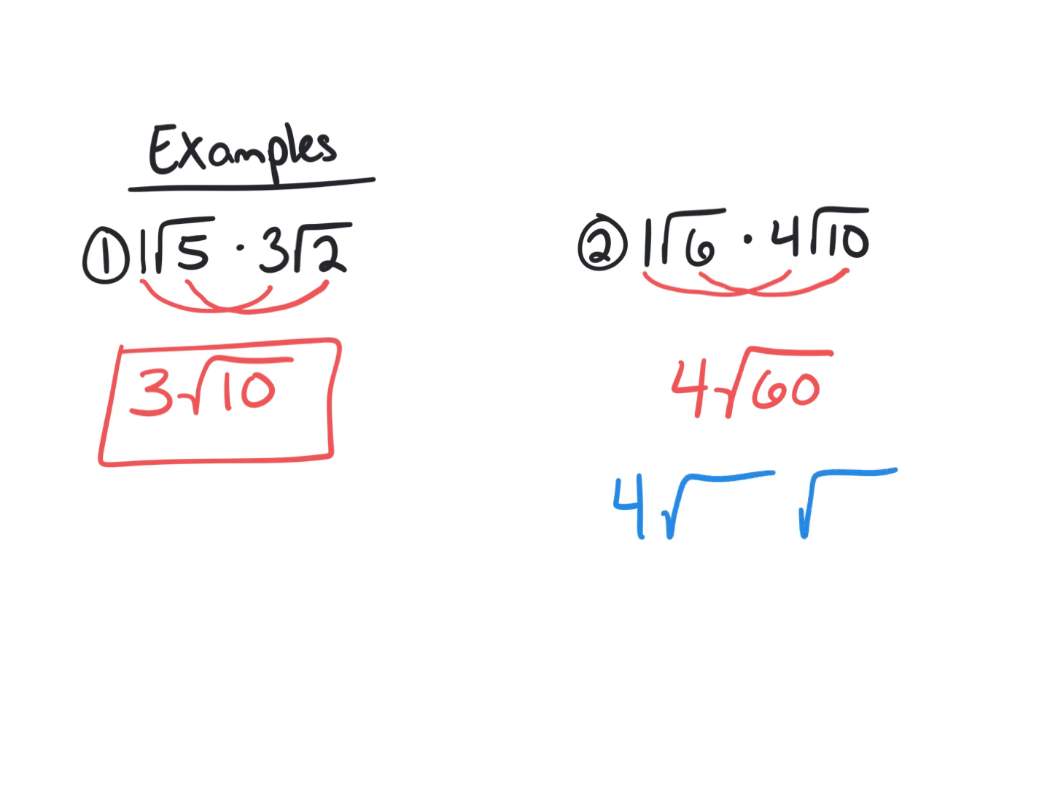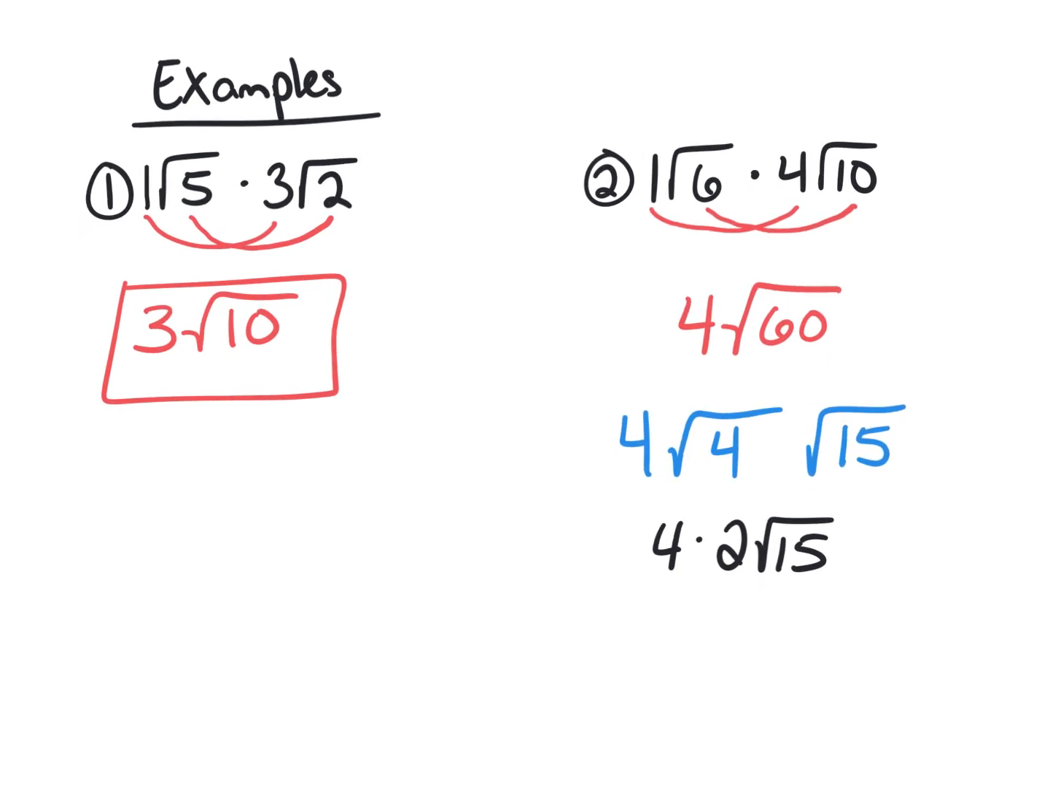What is a perfect square that goes into 60? 4, how many times? 15. Okay. Again, don't lose this 4 here. What's the square root of 4? 2. And then we do what with this? We keep that. Good. And then what's the last thing I got to do here? Multiply these 2 together to get 8 square root of 15.